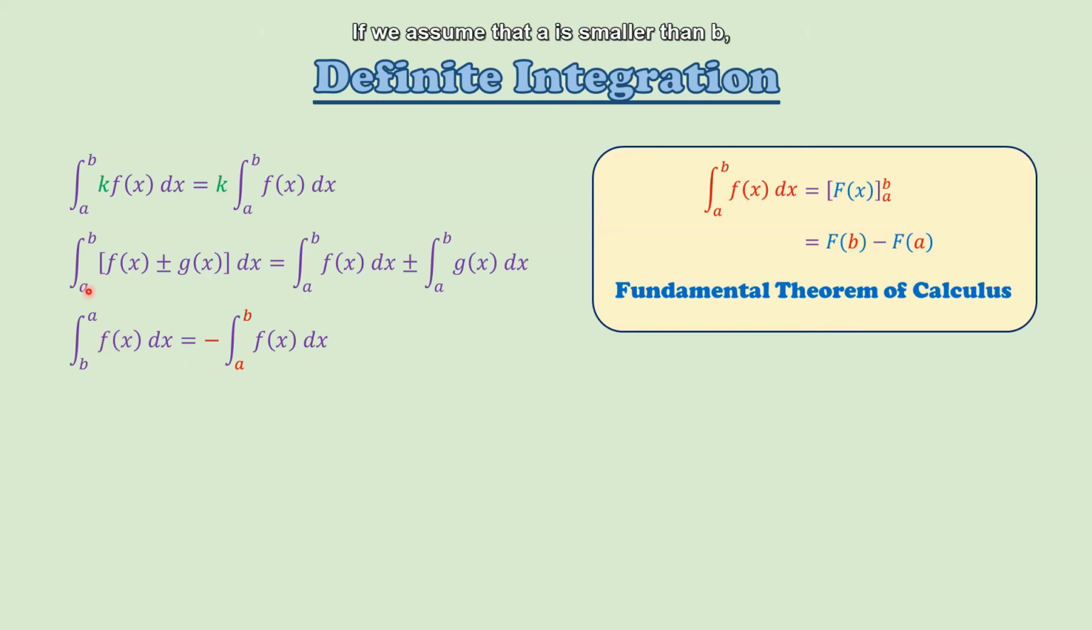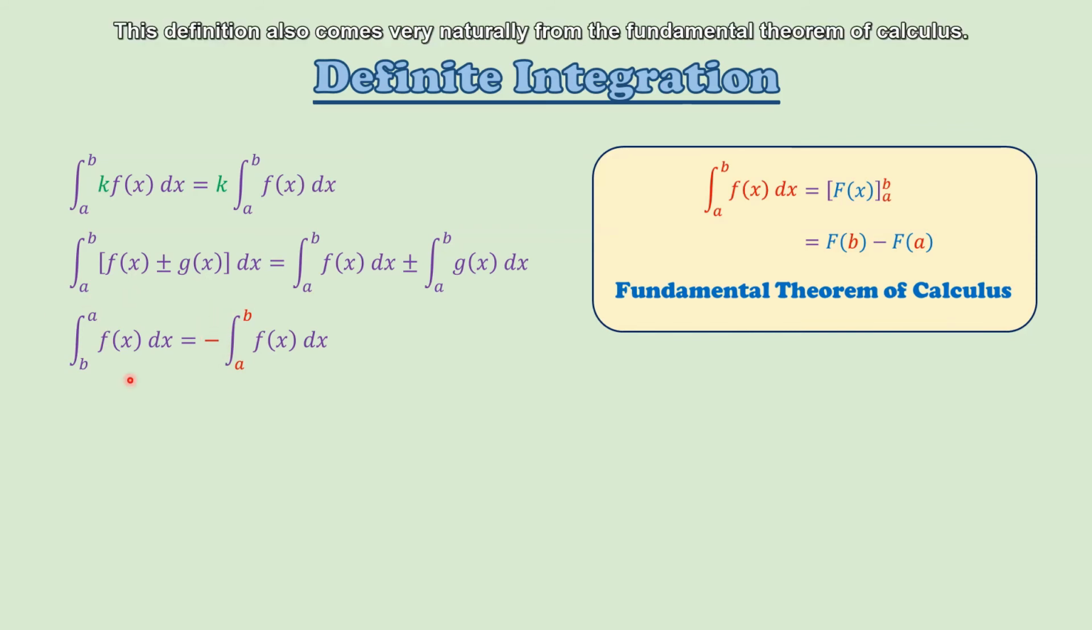If we assume that a is smaller than b, then we can actually define a definite integral in which the lower limit is greater than the upper limit. In this way, we can simply swap the two limits and then put a minus sign here. This definition also comes very naturally from the fundamental theorem of calculus.